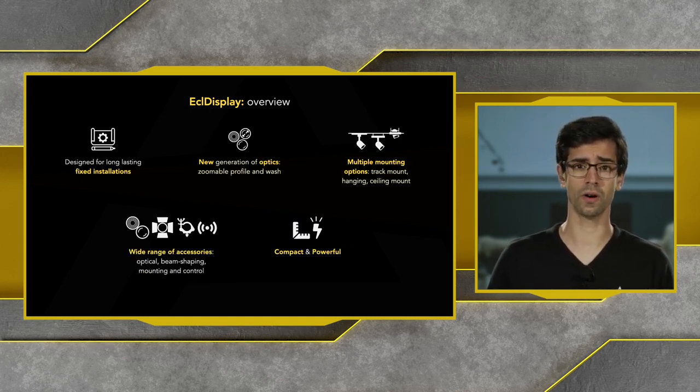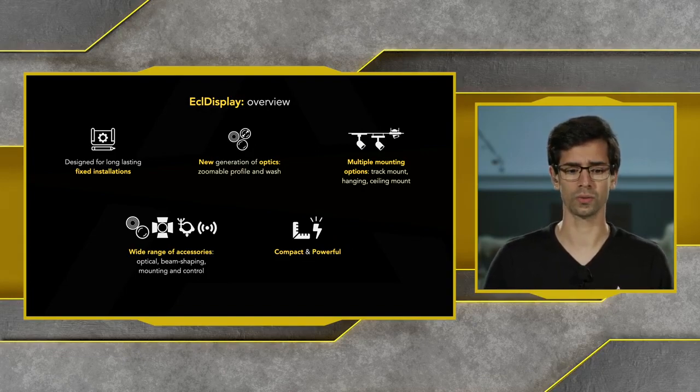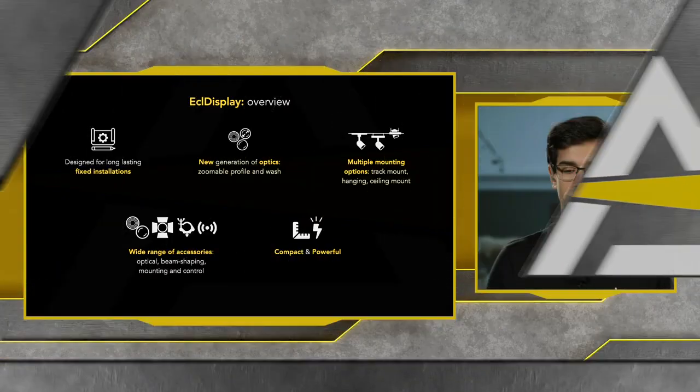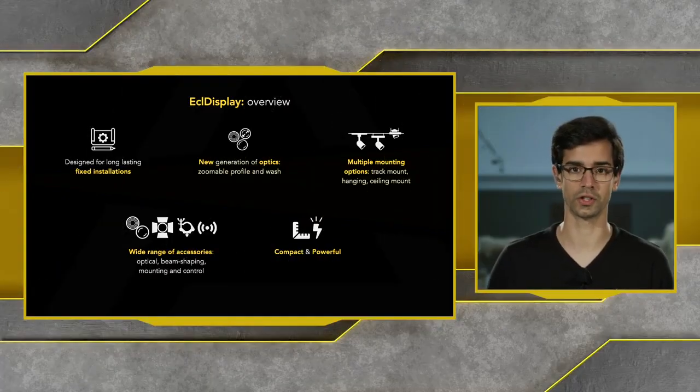These units are designed for long-lasting fixed installations and applications. We've built them with a new generation of optics, a zoomable profile lens and 2 wash lenses. And we can also mount these units in several different ways. Whether it's a track mount, hanging the units from a pipe or truss, or ceiling mounts where you use them as a recessed fixture, we can use them in many different ways.